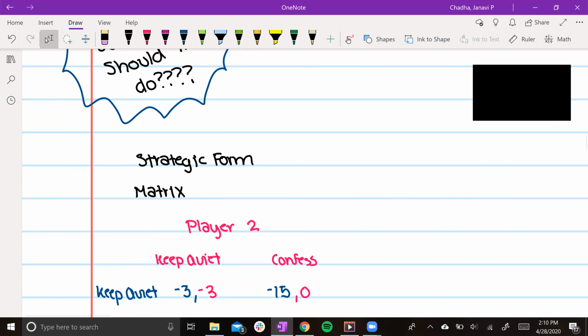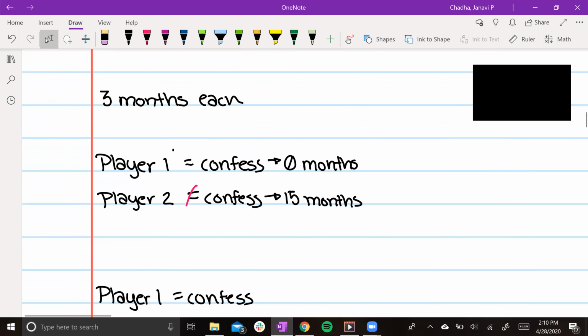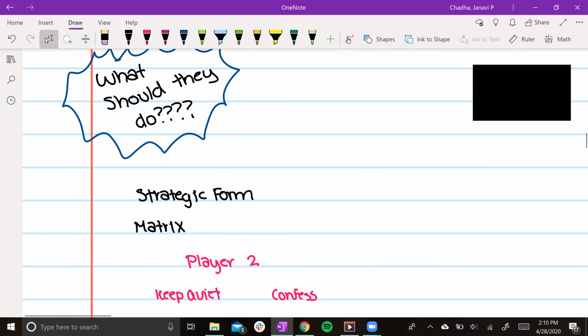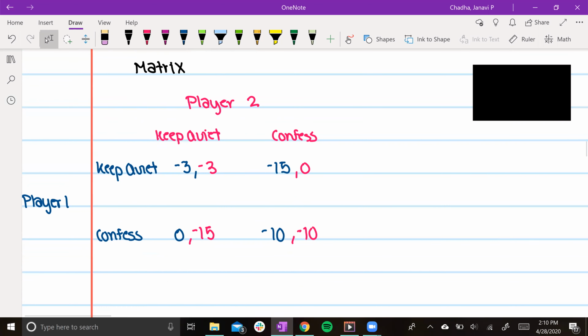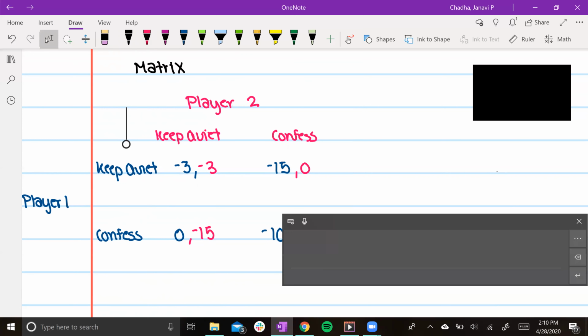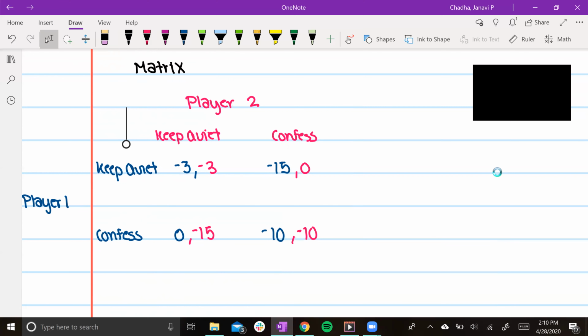Instead of representing it in this long format with all of the numbers, we can represent it using strategic form in a matrix. Here you can see the different scenarios. Player 1 over here, player 2 over here. If player 2 decides to keep quiet and player 1 decides to keep quiet, they both only spend 3 months in jail. The reason it's -3 is to show that they lose 3 months of their life.